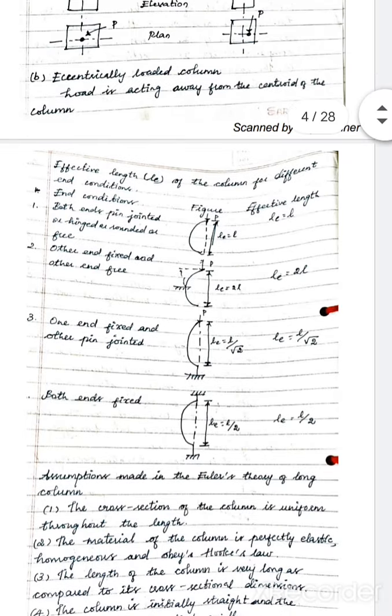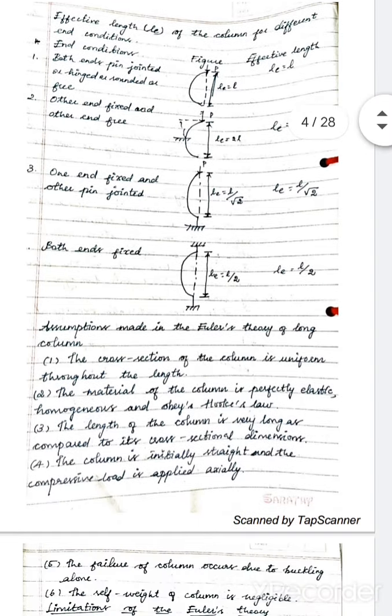So this is how you should remember the 4 cases. This is very important, which we substitute in the formula. Based on the cases, the effective length gets changed as L, 2L, L by root 2 and L by 2. The assumptions made in Euler's theorem. So this is Euler's theory of long column.